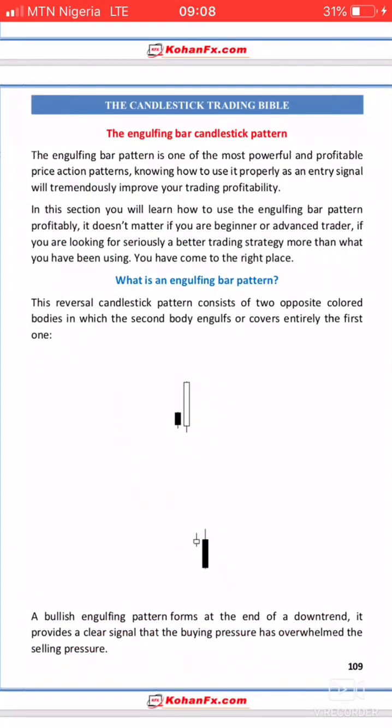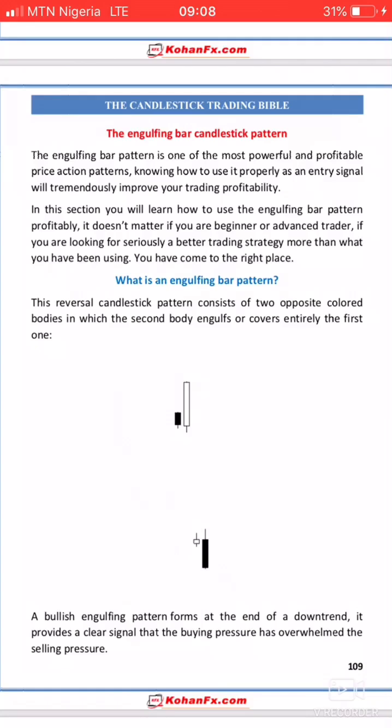We continue today with the engulfing bar candlestick pattern. The engulfing bar pattern is one of the most powerful and profitable price action patterns. Knowing how to use it properly as an entry signal will tremendously improve your trading profitability. In this section, you will learn how to use the engulfing bar pattern profitably. It doesn't matter if you are a beginner or advanced trader. If you are looking for a seriously better trading strategy than what you've been using, you have come to the right place.